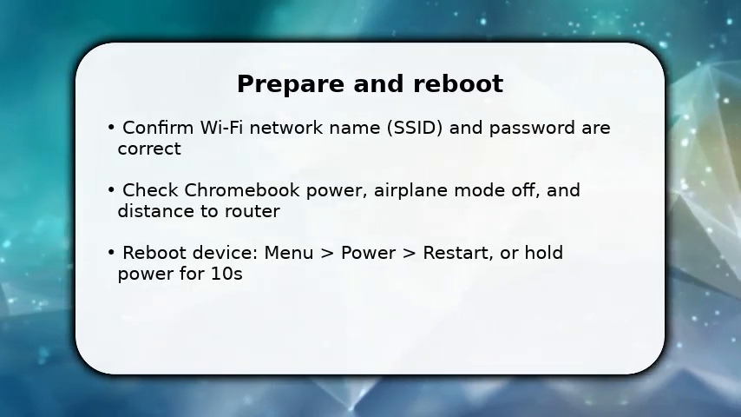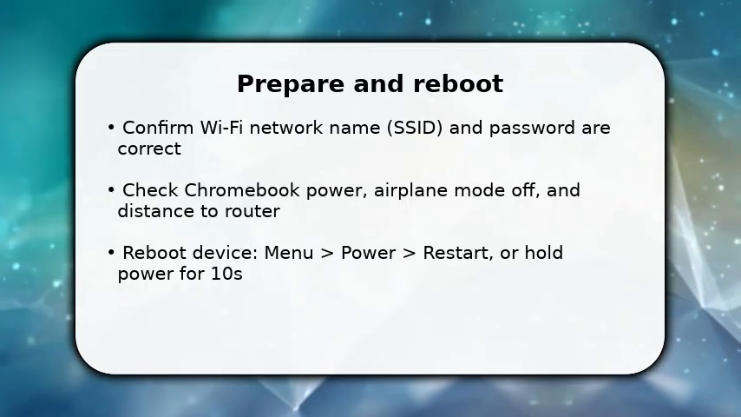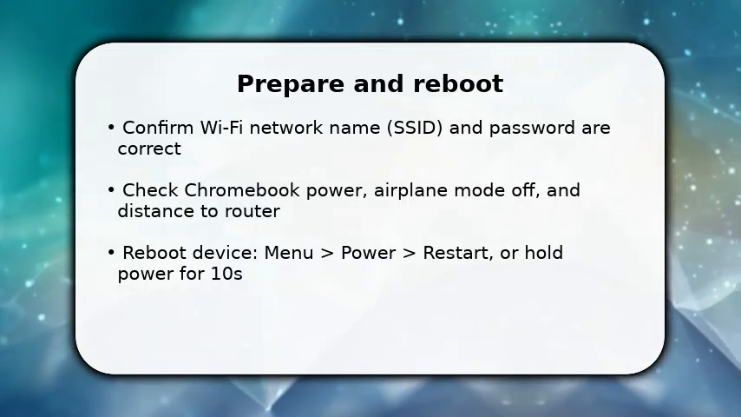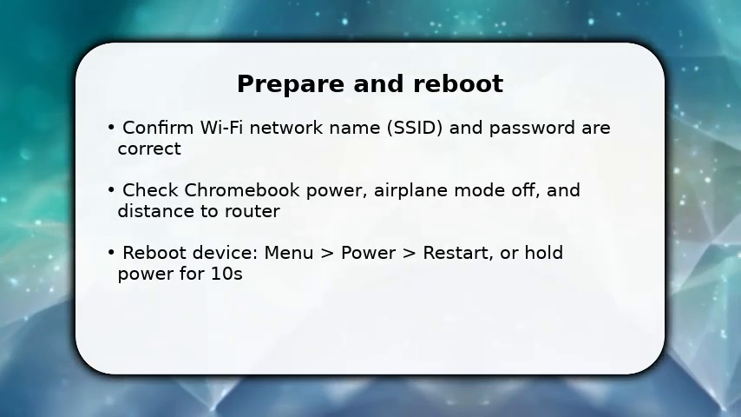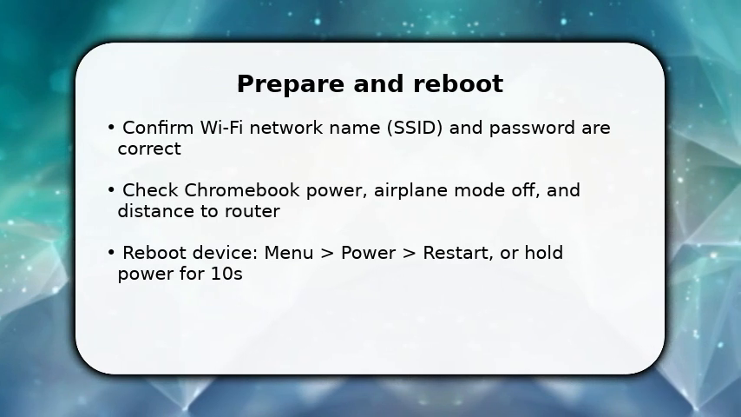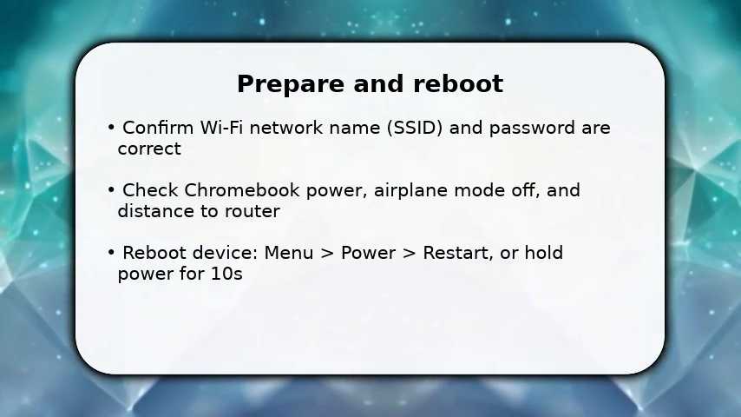Restart the Chromebook now using the system menu or hold power for 10 seconds. Restarting clears transient driver and DHCP problems. This immediate reboot often restores connectivity because it forces a fresh network negotiation and reloads the Wi-Fi adapter.